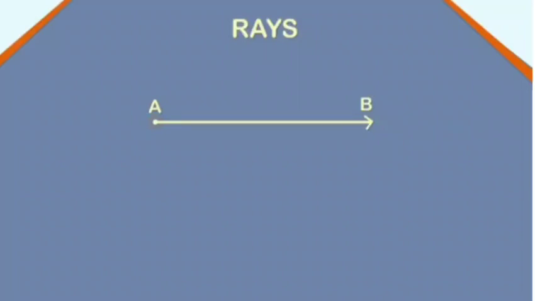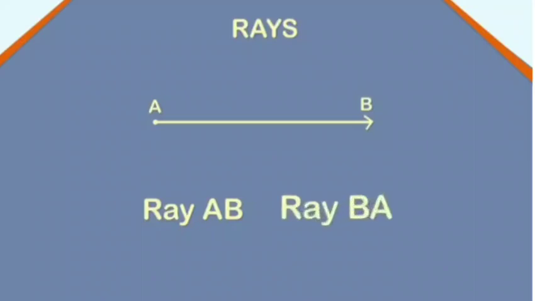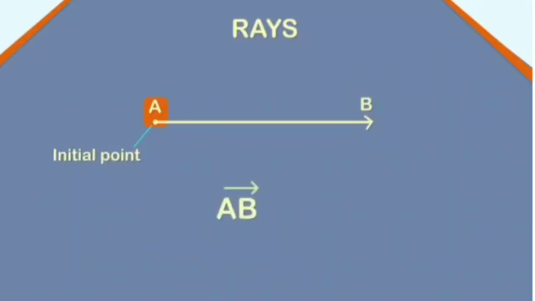The above ray can be read as ray AB. It cannot be read as ray BA. The first letter should be the end point letter. It is called its initial point. It can be written as ray AB.